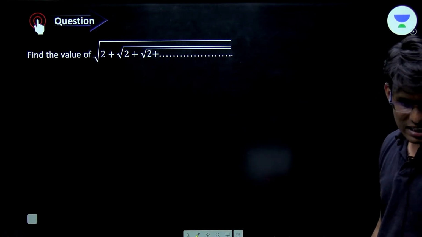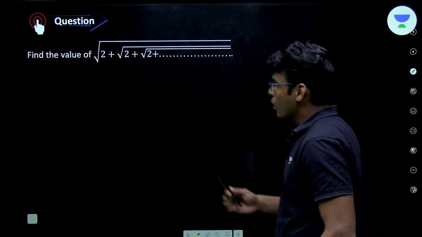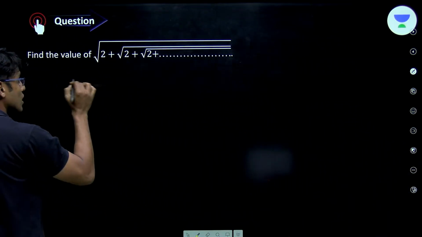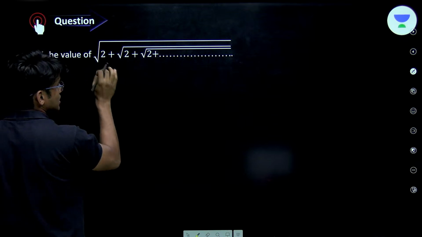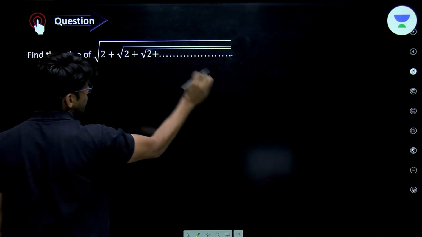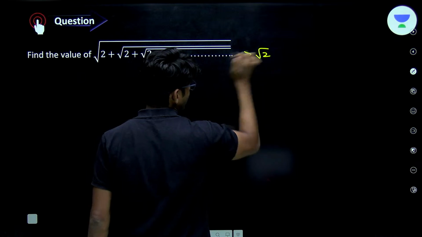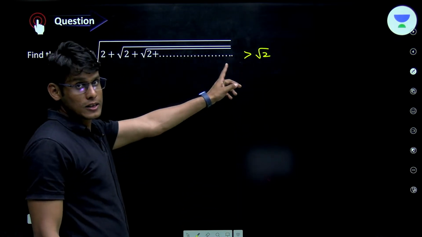Let's solve it, guys. Now, you will find a problem here. First of all, see what is this? It is square root of 2 plus square root of 2 plus square root of 2. So, this clearly is greater than square root 2. You will have to remember this.